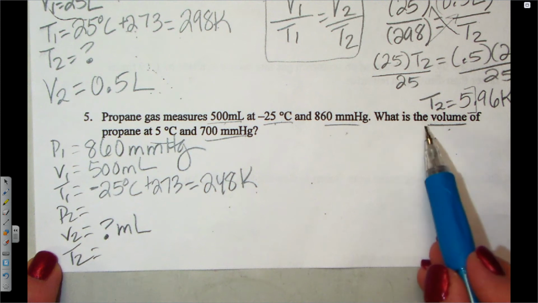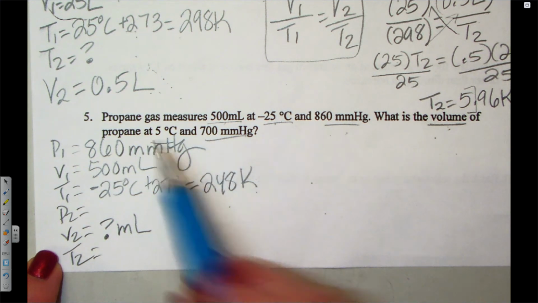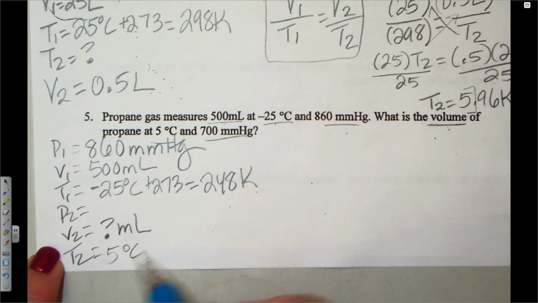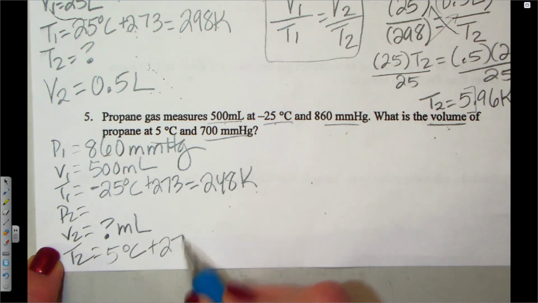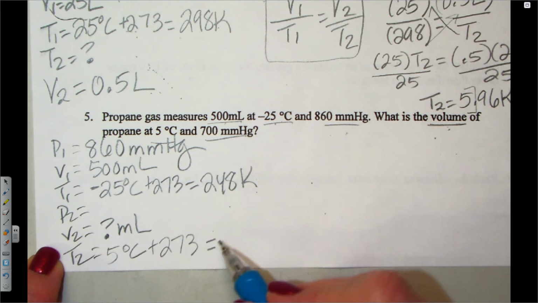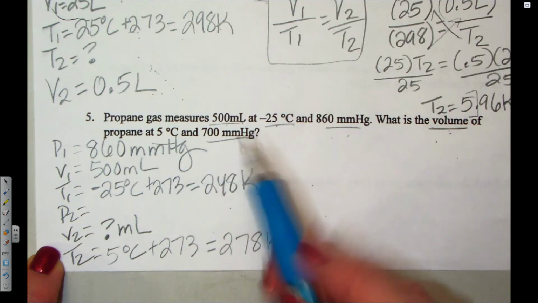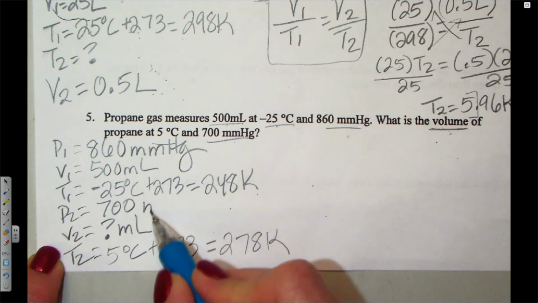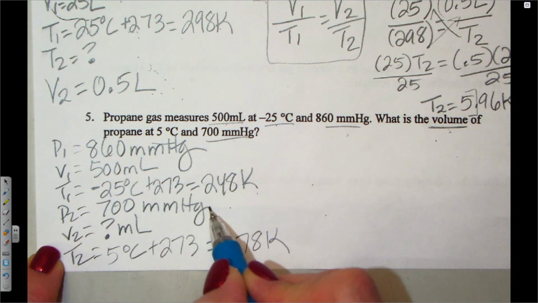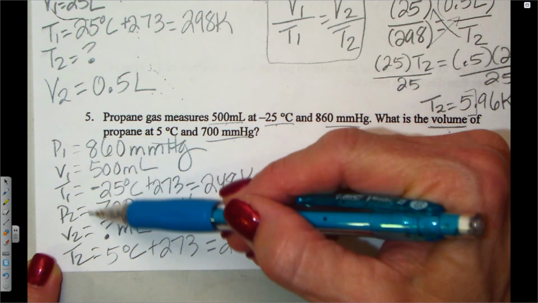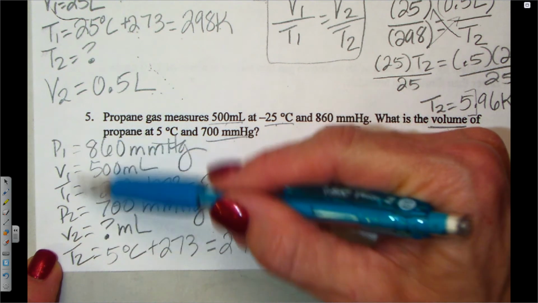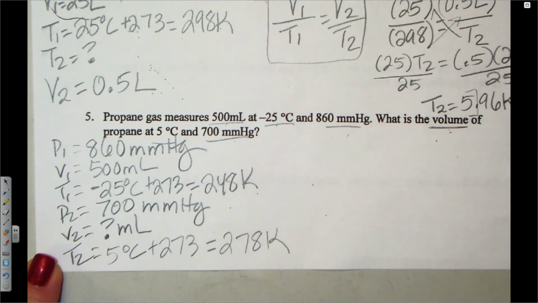So it wants to know what is the volume at 5 degrees Celsius. That means 5 degrees Celsius is your new temperature. So let's add 273 to that again, and that's going to give you 278 Kelvin. And then the pressure was 700 millimeters of mercury. Again, with the gas law that's related to the combined gas law, when you have the ones and the twos, your units just have to agree, except temperature does have to be in Kelvin.